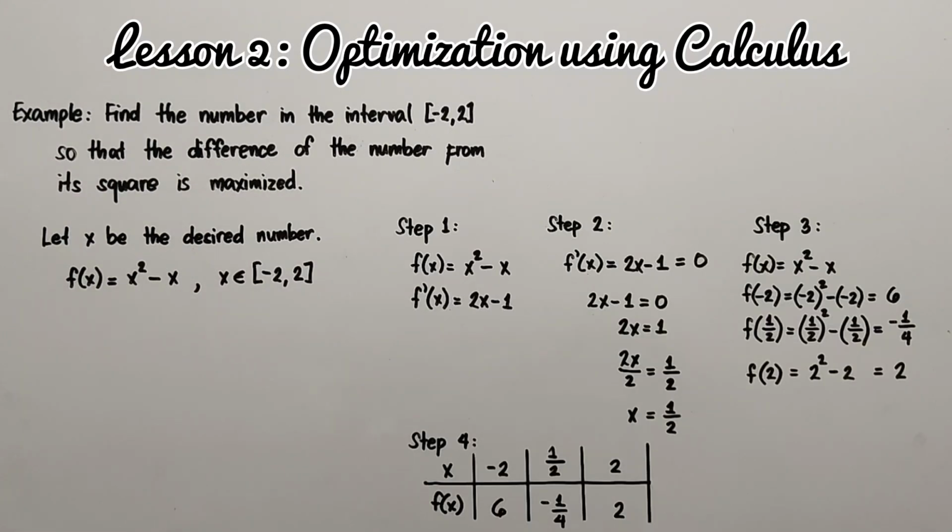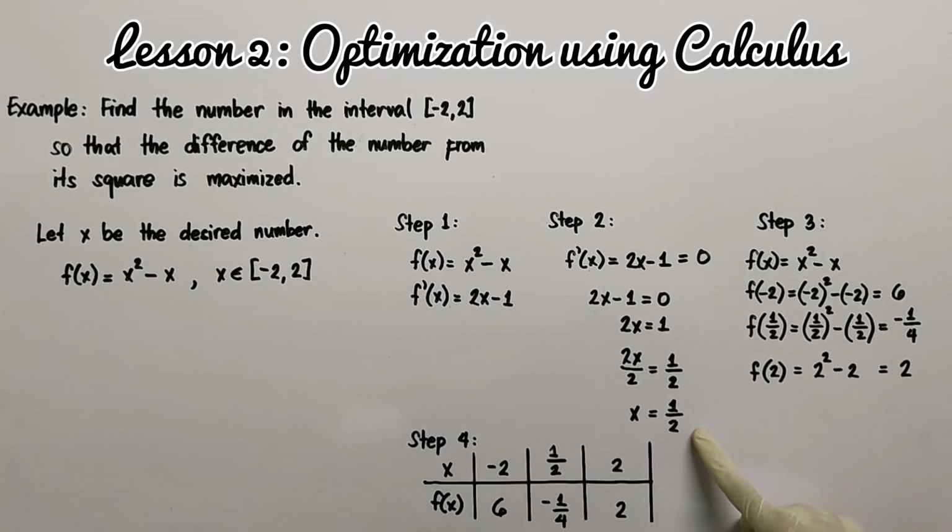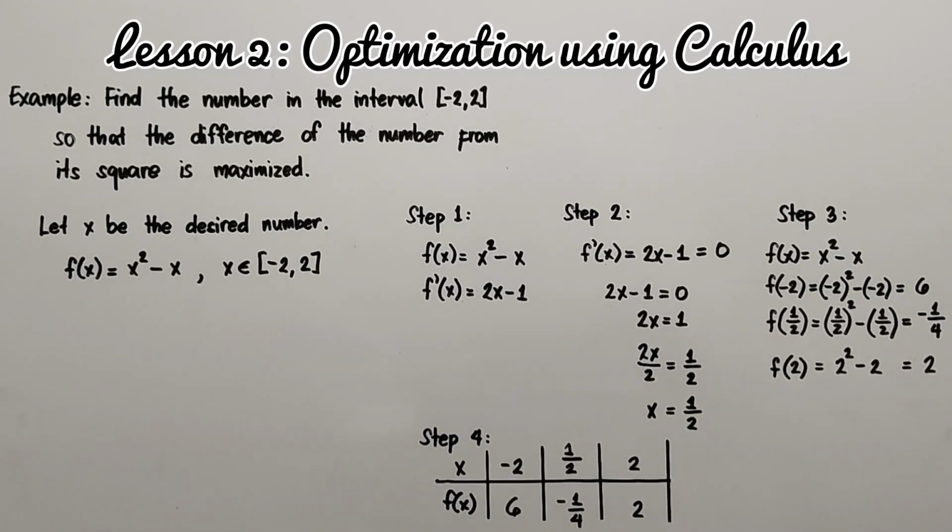First, we will get the derivative of the function f of x equals x squared minus x, and the derivative is 2x minus 1. For step 2, we will equate 2x minus 1 to 0. The value of our x is 1/2. We have only one critical number, and it is within the bound of negative 2 to positive 2.